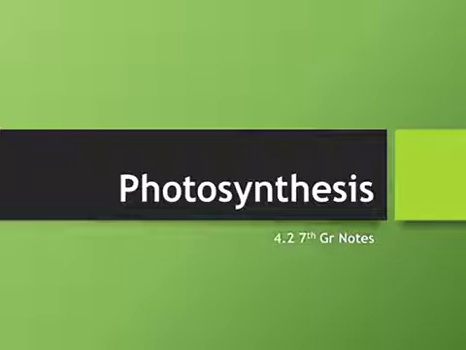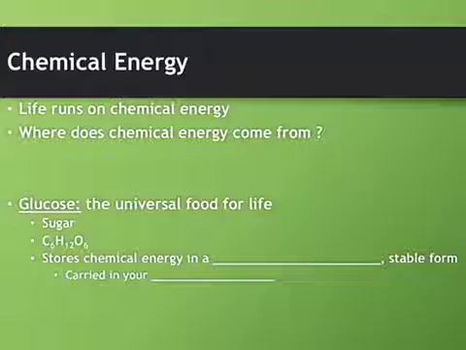Photosynthesis is one of the fundamental chemical reactions that needs to occur on Earth in order for life to continue. So, chemical energy is what photosynthesis makes. Life runs on chemical energy. Without it, we would not exist. So where does this chemical energy come from?